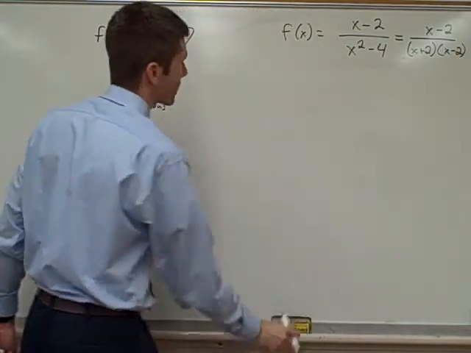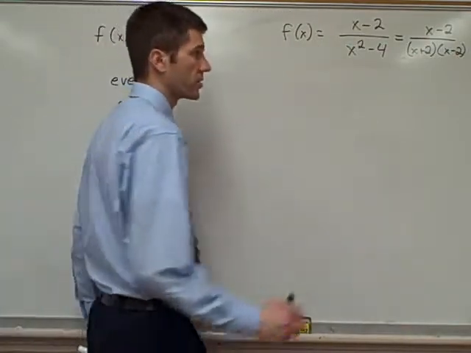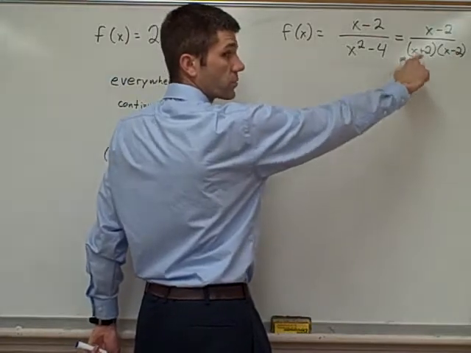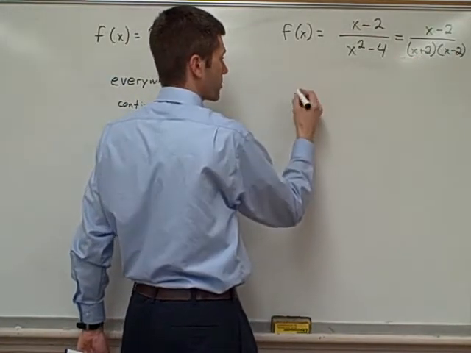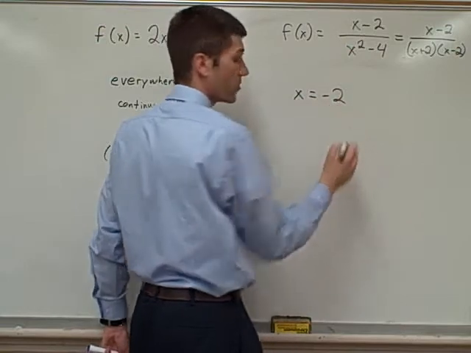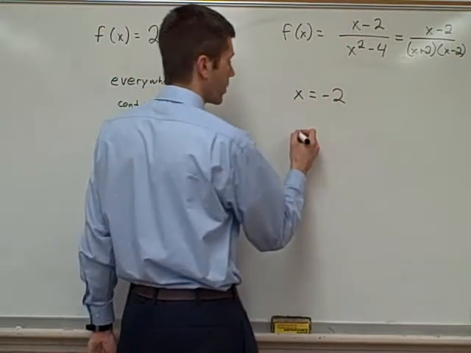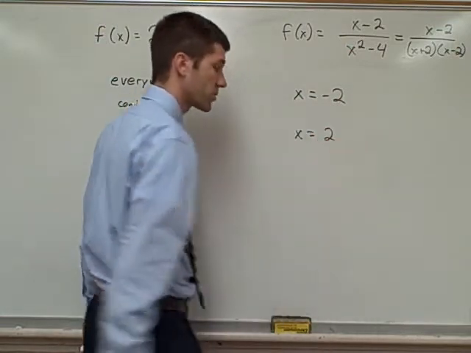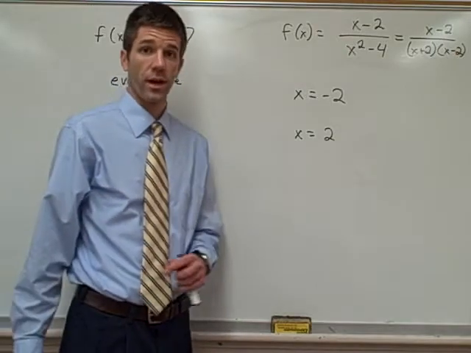Okay, back to this problem. We know we have two discontinuities. One of them comes from where this factor would make the denominator equal 0. So x equals negative 2. Another one would be x equals positive 2. Well, that's great, but we don't know if they're removable or not.